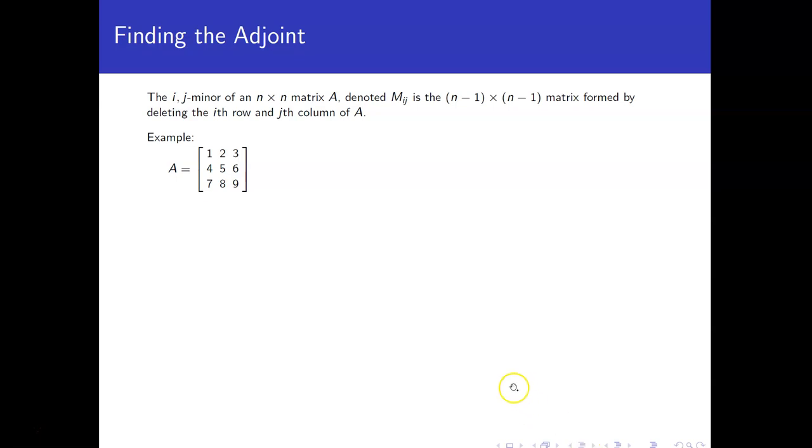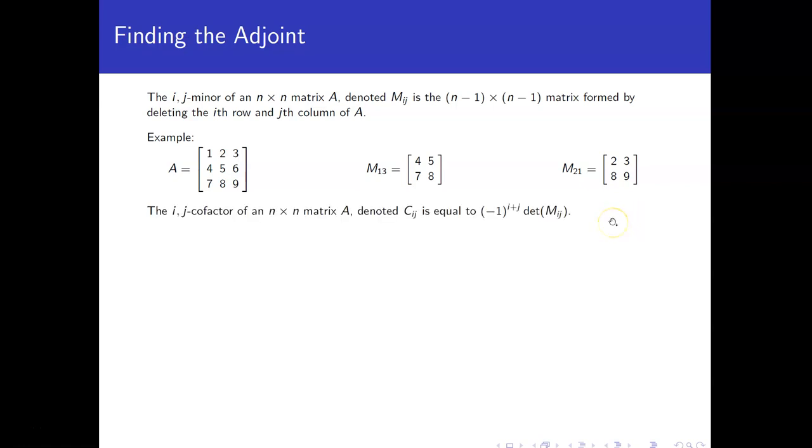So, for example, if we have the matrix A, which is just the integers 1 through 9 in a 3 by 3 matrix, let's consider the 1, 3 minor. Again, we will remove row 1 and column 3, and that leaves us with this submatrix 4, 5, 7, 8. So that's the 1, 3 minor. If we wanted the 2, 1 minor, again, we would eliminate row 2 and column 1. That leaves us with the matrix 2, 3, 8, 9. Notice that we've done this already when we've talked about finding determinants with cofactor expansion. So minors are related to cofactors.